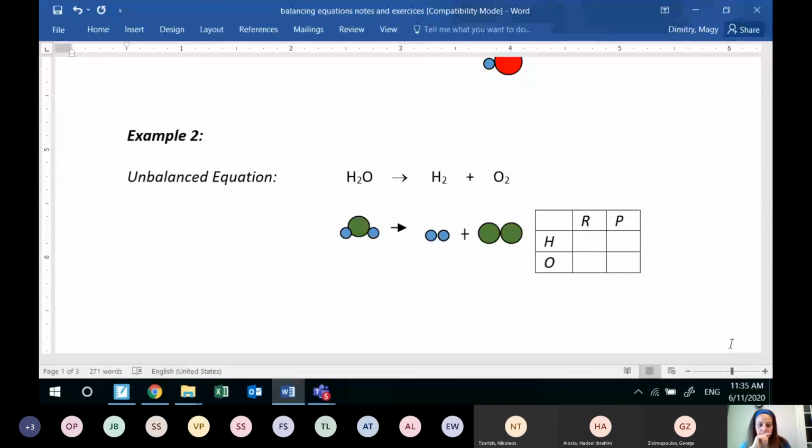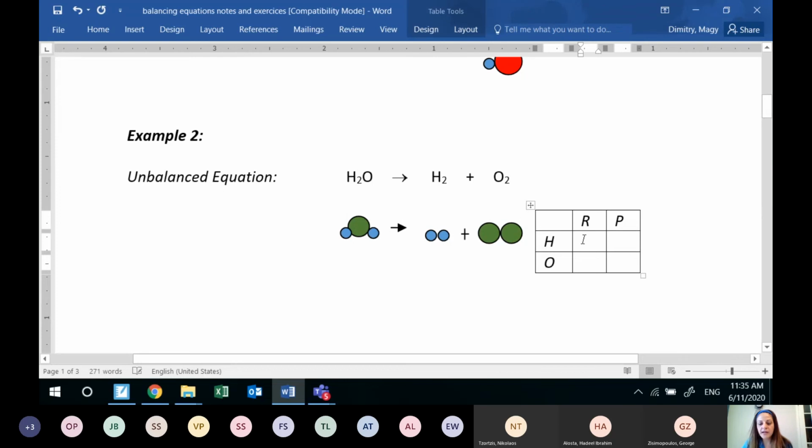Stefania, so can you tell me right now, as is, this is not balanced. Look, I have one green circle, but two here. This doesn't make sense. So how many hydrogens do I have on the reactant side?